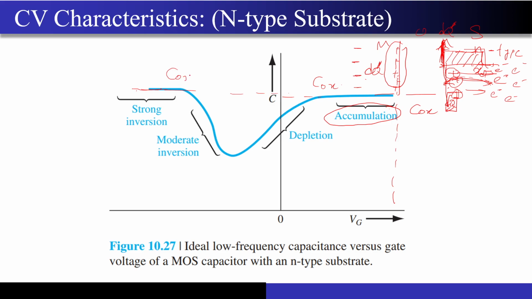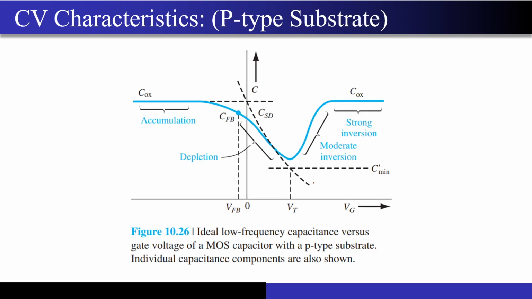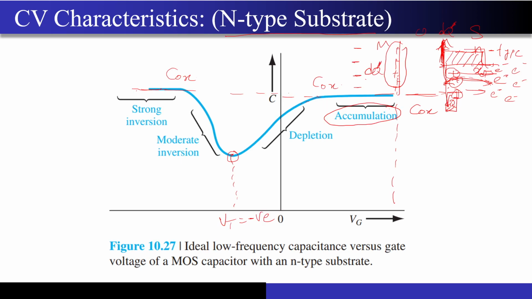And in between, you will have your threshold voltage point over here. Just note that this VT is actually negative when you have an n type substrate, right? And the VT that you will be seeing over here is the positive one. So the moment I give you a CV characteristic diagram, you should be immediately able to identify whether the semiconductor substrate is P type material or N type material.